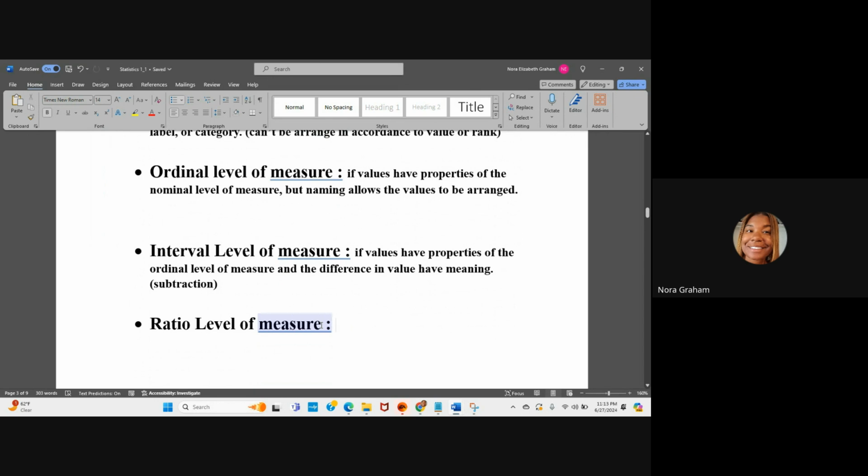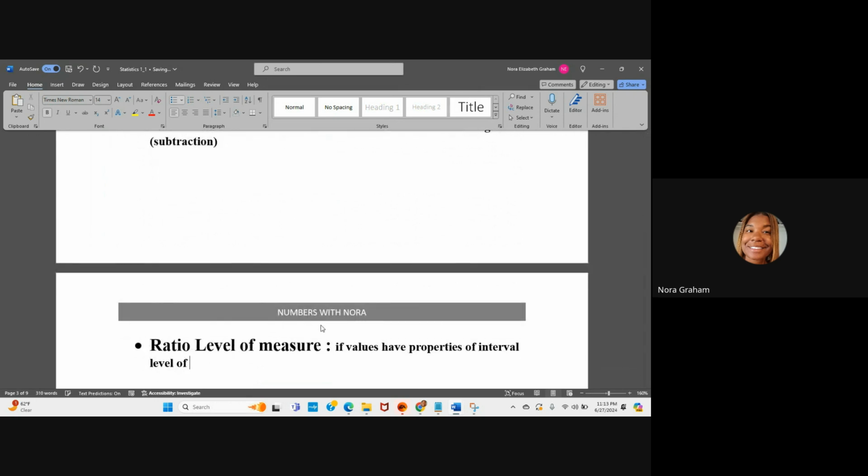For this one, if a variable has properties of interval level of measure and the ratio of values, the ratio of values having meaning. Okay, let me explain that a little bit more.